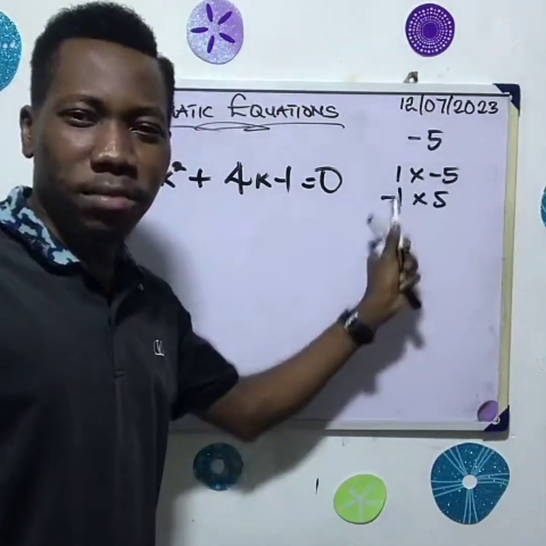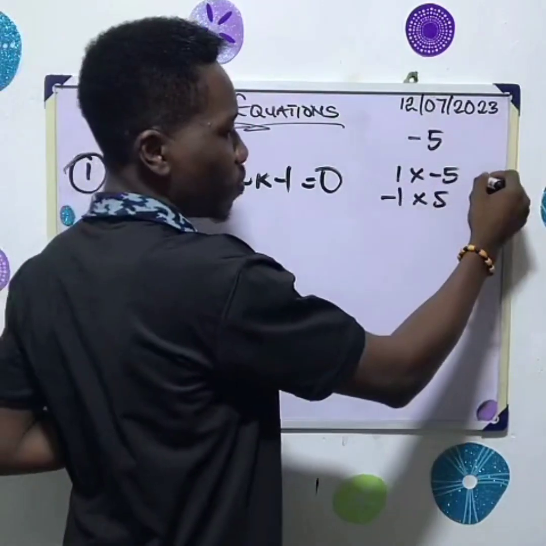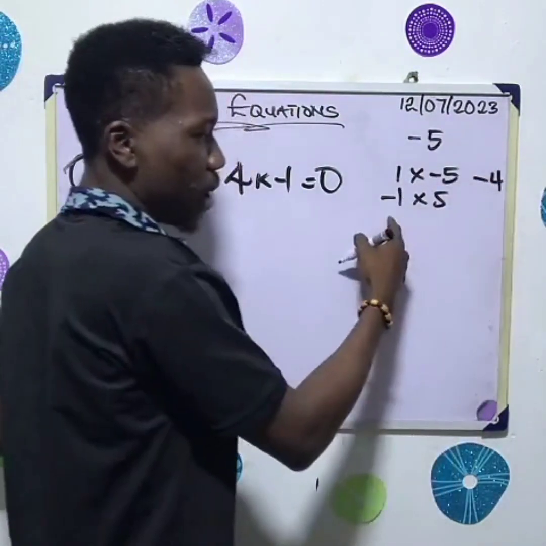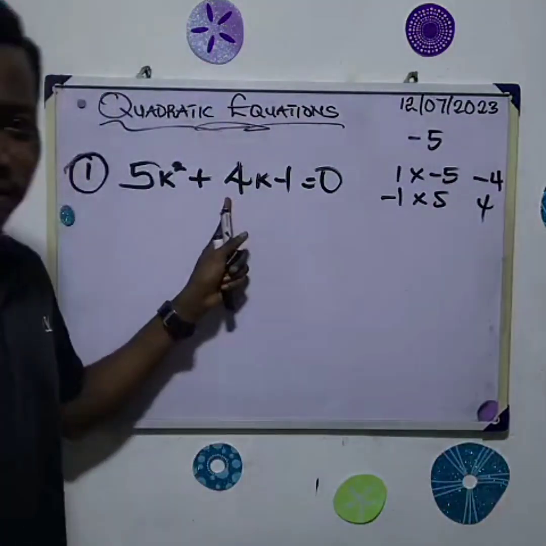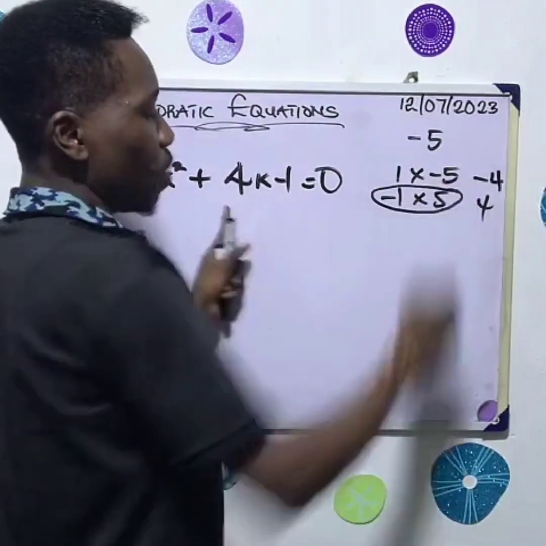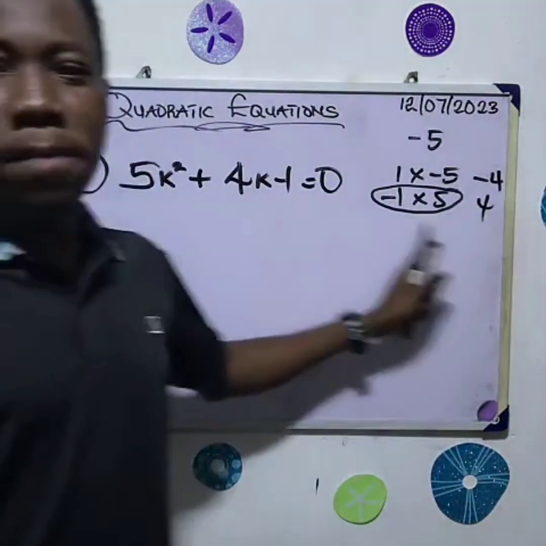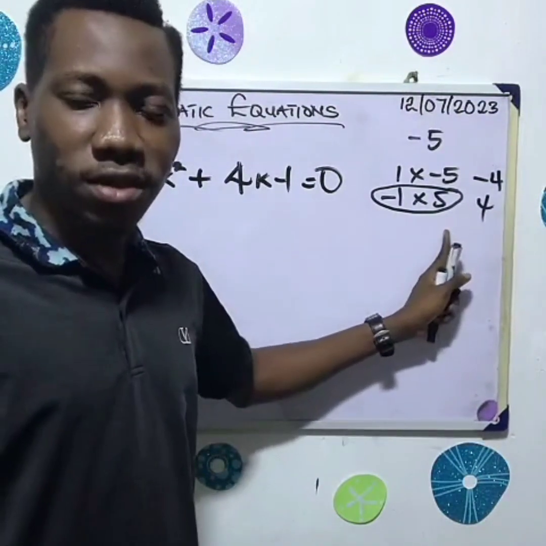So now, which of them will add up to give us plus 4? Let's see. 1 minus 5 will give us minus 4. Minus 1 plus 5 will give us what? 4. So this is 4, which is plus 4. So it means we are working with this one. We are working with minus 1 and plus 5. Minus 1x. Yes, quadratic equation.